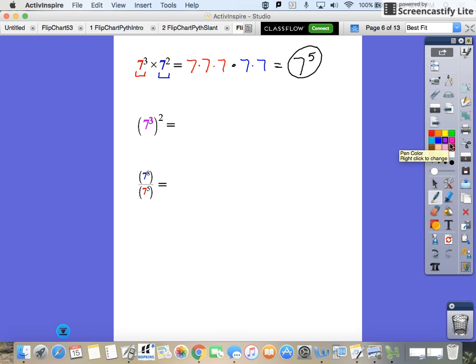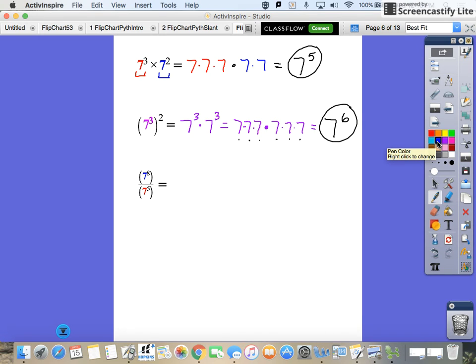In the next example, if we look at 7 cubed squared, if we were to write out 7 cubed twice, that takes care of the squared portion of the expression. And then if we expand that further, it will become 7 times 7 times 7 times 7 times 7 times 7. Again, if we were to condense that, we'd have 1, 2, 3, 4, 5, 6, so 7 to the 6th power.